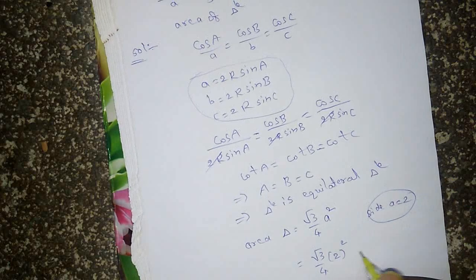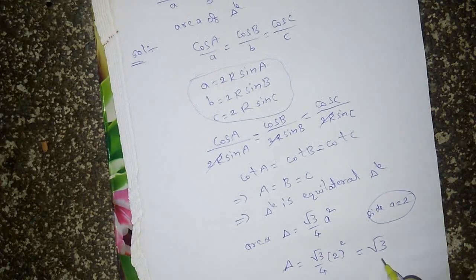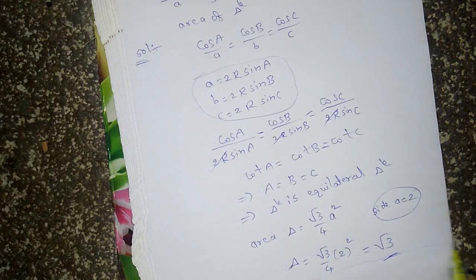2 square is 4. 4 gets cancelled. That is equal to root 3. Area of the triangle is root 3 square centimeters.